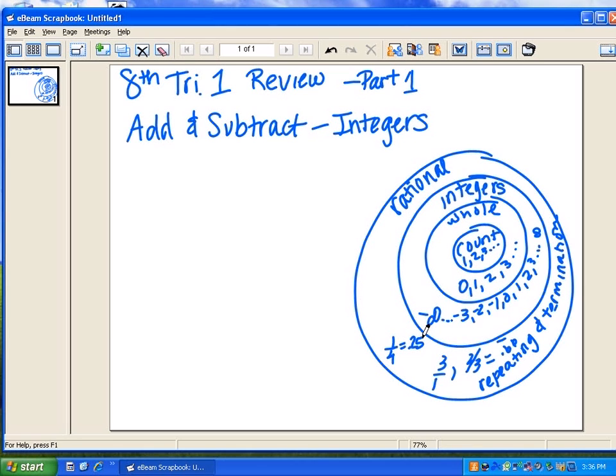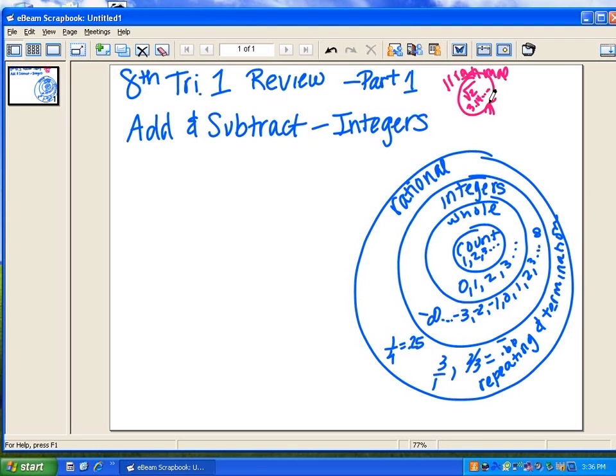And then, of course, we have that little subgroup way out off to the right, off to the outside, which are our irrational numbers. Our irrational numbers are like the root of 2 or 3.14, on and on and on, because pi is a non-terminating, non-repeating number.